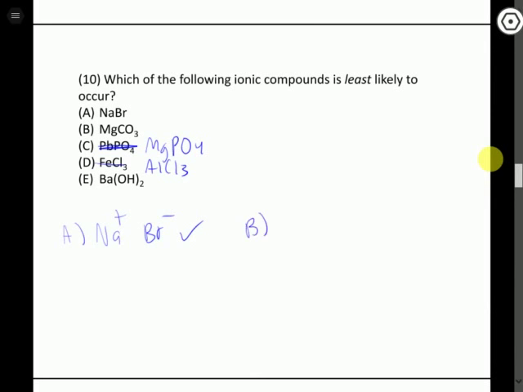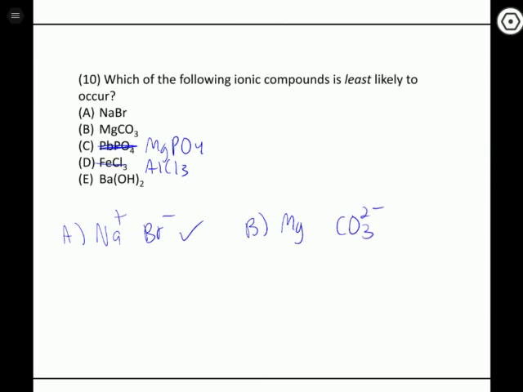Choice B, we have magnesium and carbonate. So I think for these ones it's best to start with a polyatomic ion. Let's assume that our carbonate has its normal charge, which is 2-. So we have to remember our polyatomics. So carbonate is 2-. So if we have a 2- anion, that means we need, if it's MgCO3, just a 2+ cation. And that works out because magnesium is in group 2 of the periodic table, so it wants to be +2. So this one works out.